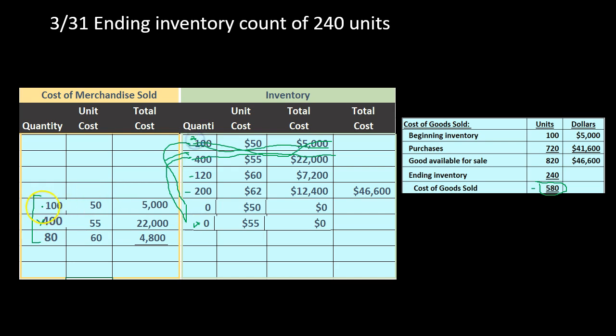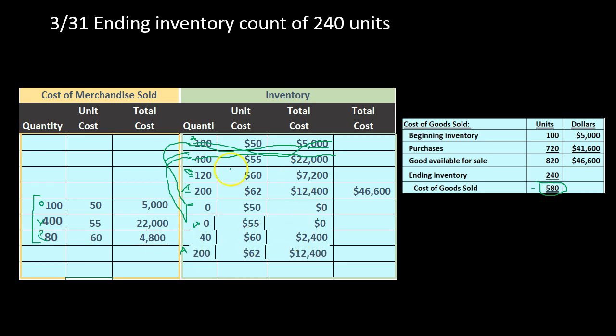The 100 minus the 100 is 0. And then the 120 minus the 80 is going to say that we have 40 units left there. And that's going to be that. And then the 200, of course, has not been touched. We have the 200 left.